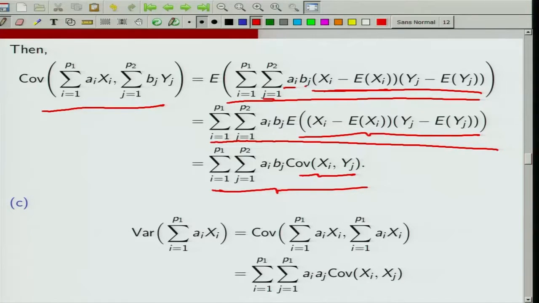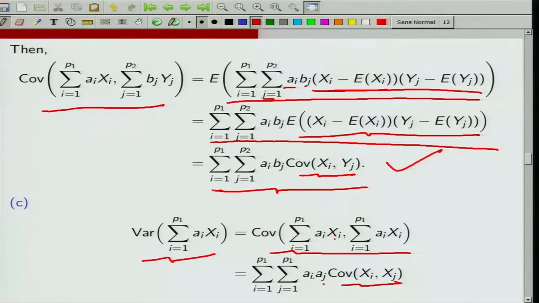To look at part C, which is variance of summation i equal to 1 to p1 a_i x_i, variance is same as covariance of random variable with itself. So, covariance of summation i equal to 1 to p1 a_i x_i, summation i equal to 1 to p1 a_i x_i, which by this result gives me summation i equal to 1 to p1, j equal to 1 to p1 a_i a_j, covariance of x_i and x_j.